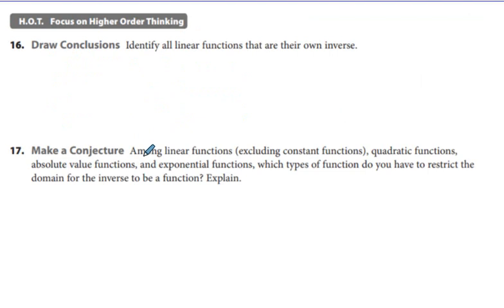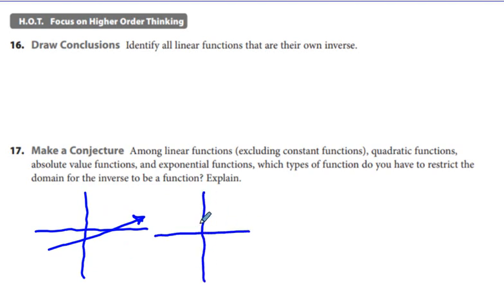Next, 17. Make a conjecture. Among linear functions, excluding constant functions, quadratic functions, absolute value functions, and exponential functions, which types of function do you have to restrict the domain for the inverse to be a function? Well, I'm just going to go ahead and sketch what they look like. There's one, a linear function. So I'm going to go ahead and sketch the graph of a linear function. Alright. What else? Quadratic functions. So we draw a quadratic function here. That's going to look something like this.